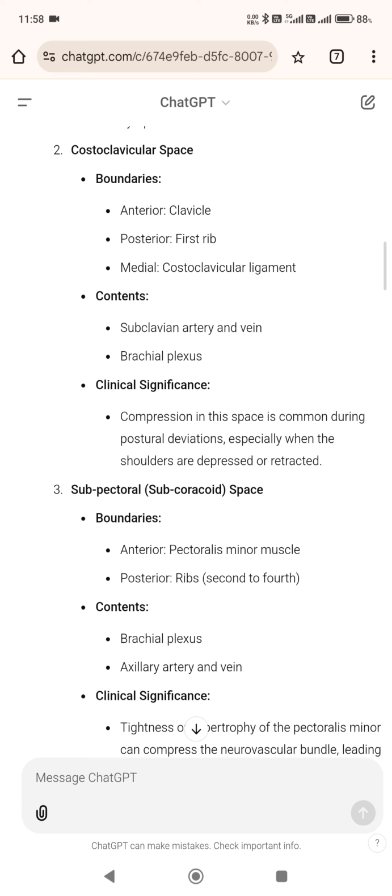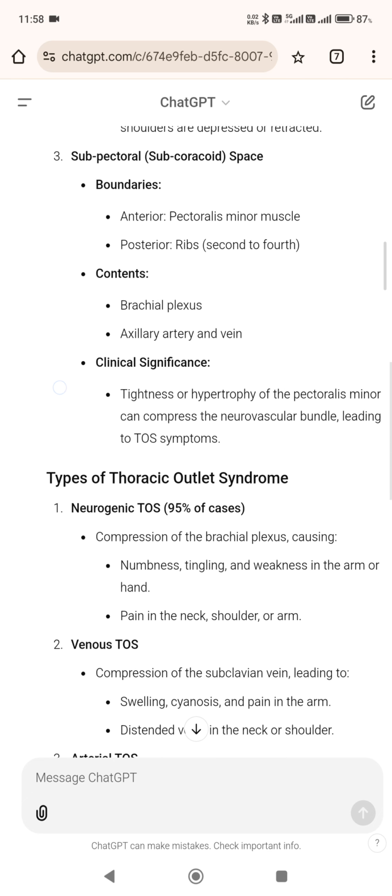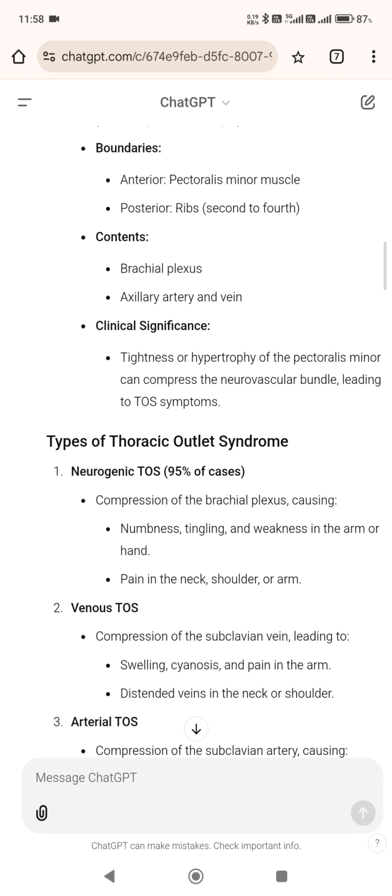Three, subpectoral or subcoracoid space. Boundaries: anterior, pectoralis minor muscle; posterior, ribs two to four. Contents: brachial plexus, axillary artery and vein. Tightness or hypertrophy of the pectoralis minor can compress the neurovascular bundle, leading to TOS symptoms.